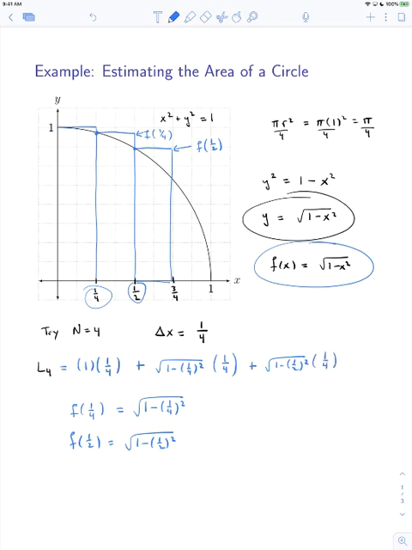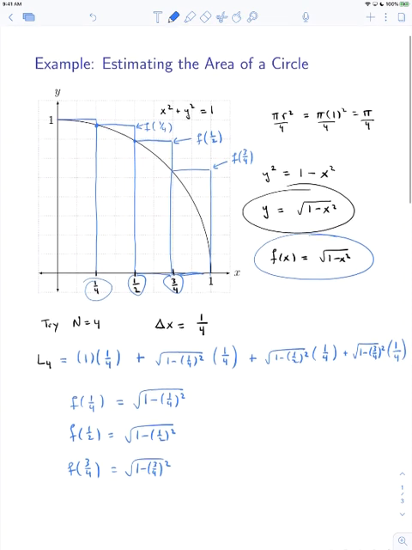Well, there's one more interval, the interval from 3/4 to 1. So again, I use the left endpoint, which is 3/4, to determine the height, which is going to be like so. And this height is f at 3/4. And just like the others, f at 3/4 is equal to the square root of 1 minus 3/4 quantity squared. So that's going to give me my fourth term. So it's plus the square root of 1 minus 3/4 quantity squared. And again, this is times 1/4, just like the others.